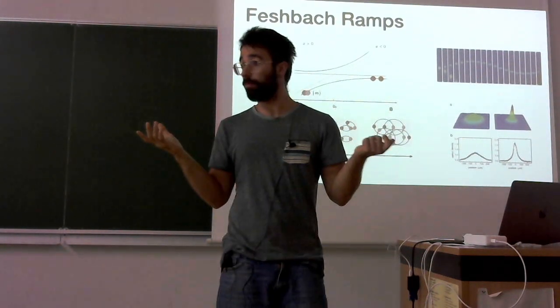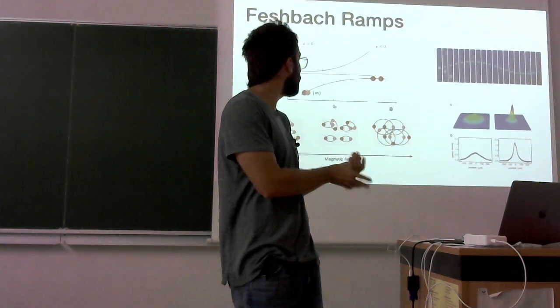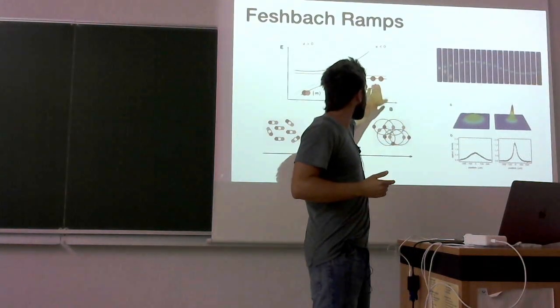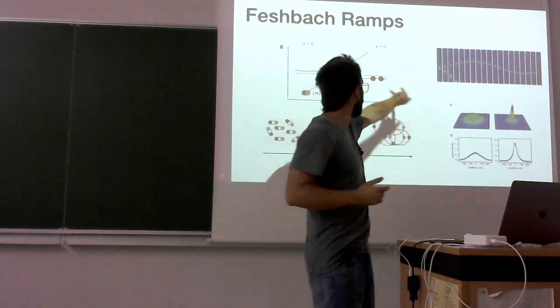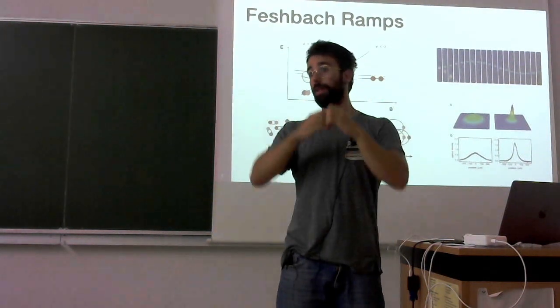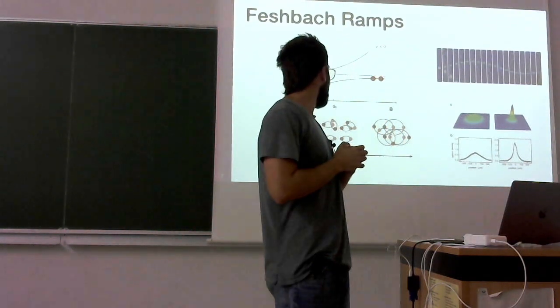The most common way to make Feshbach molecules is with ramps. So, a really easy concept: you start with a really big B, and you have the pairs of atoms, and then you decrease the B, and adiabatically you form the molecules. Okay? It's adiabatic evolution, normal adiabatic evolution.